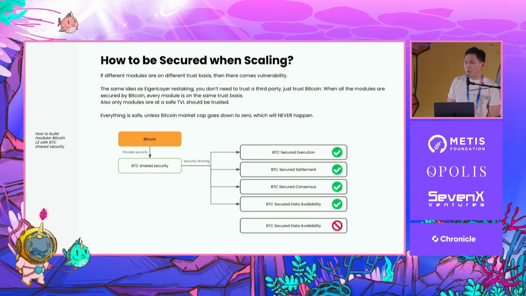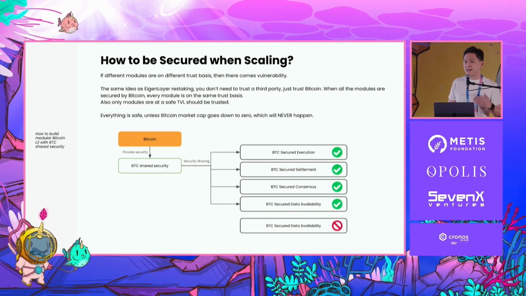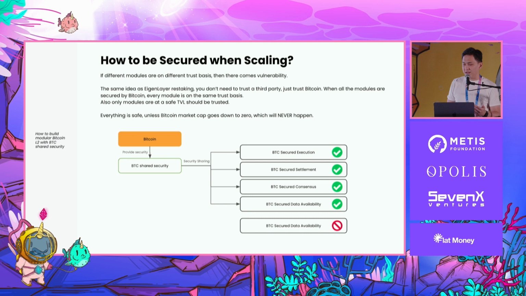So you can say, I only want to work with this module as long as it has a TVL of a certain amount. For example, only if you have like 100 million US dollars worth of Bitcoin TVL on your stake, otherwise I'm not going to work with you. So that's kind of like everyone is on the same trust base.